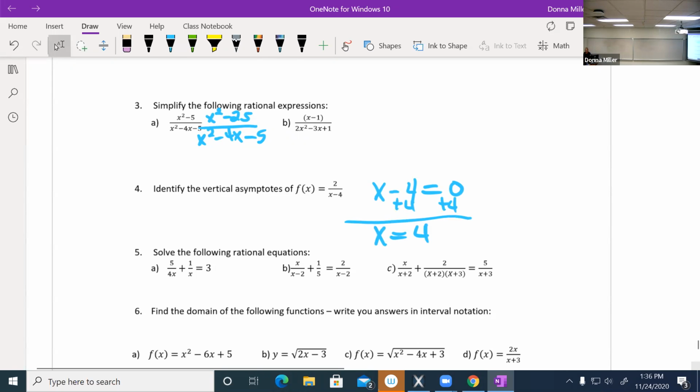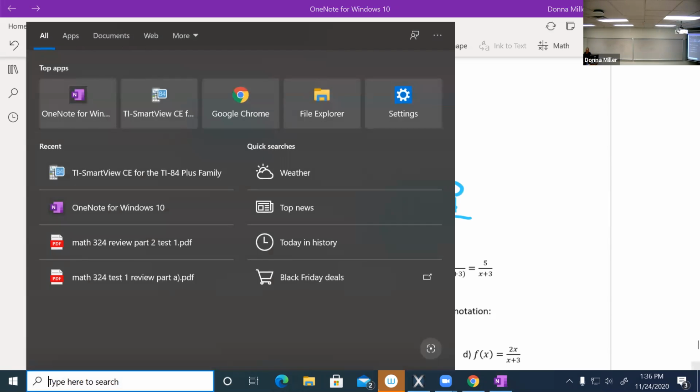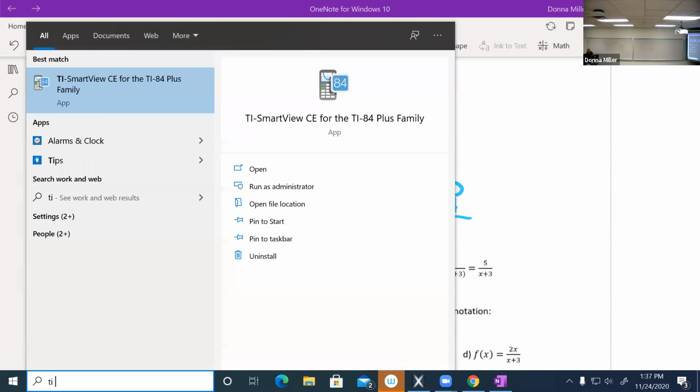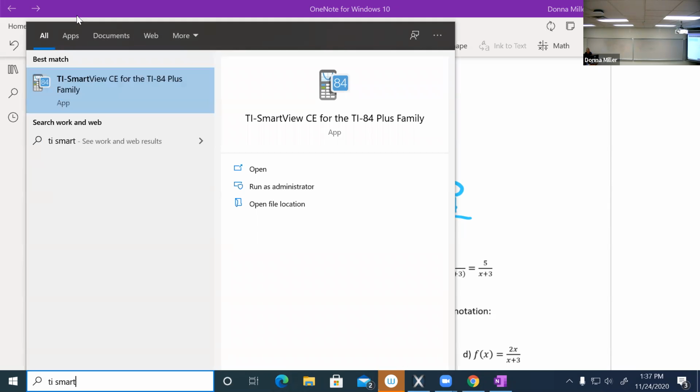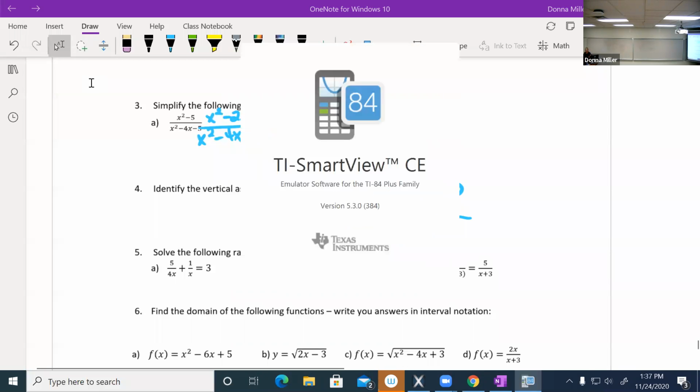Another way to do it, just to kind of show you a few options. I mean, it's easy enough there, but on the TI, let me get my calculator up. Let's talk about what a vertical asymptote is. I'm going to graph it so you can see it.